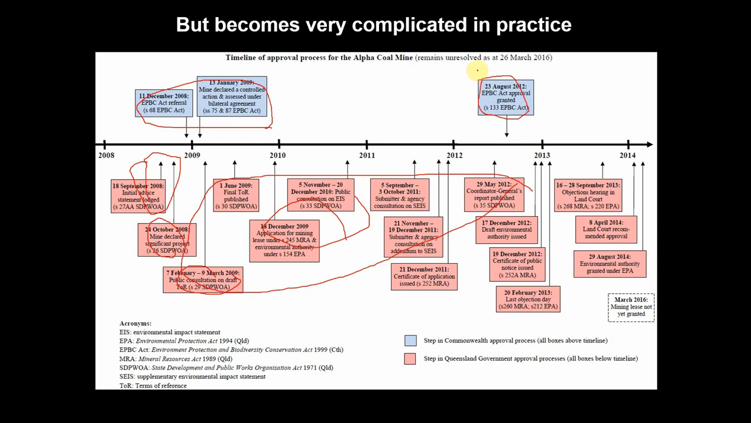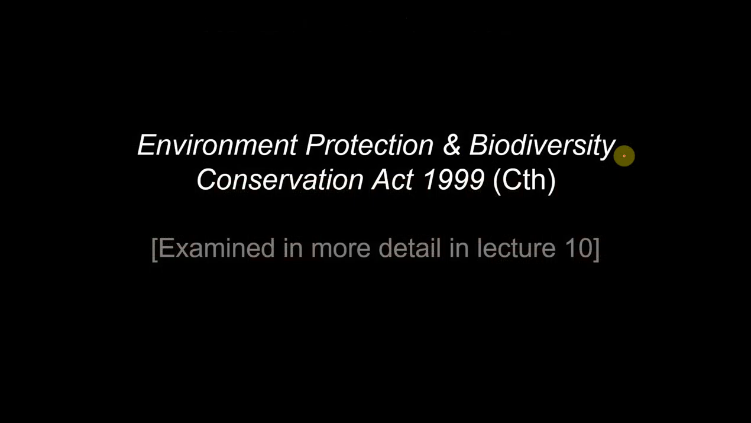So for 4 years it was being assessed under the EPBC Act, but years of that assessment was taken up with the EIS. And then there was an objection hearing in the Land Court, and the Environmental Authority was ultimately issued in 2014. The mining lease has never been granted for that project because it effectively became unviable due to the changes in the outlook for coal. So that project never got a mining lease, but that's just an illustration of the factual complexity of these application processes.